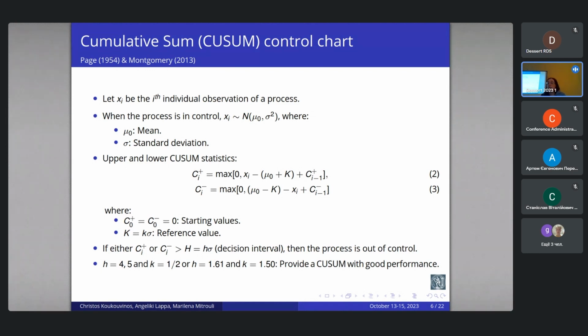The upper and lower Cusum statistics are given by equations 2 and 3, and C0 plus and C0 minus are the starting values that we use later during the SIS-PURSUIT method. K is the reference value, and we say that if Ci plus or Ci minus is greater than H, the decision interval, then the process is out of control. Note that both the decision interval and the reference value depend on the lowercase h and k. These values are very important in the SIS-PURSUIT method because they provide a chart with good performance. For more information about the choice of these values, we refer to Montgomery.